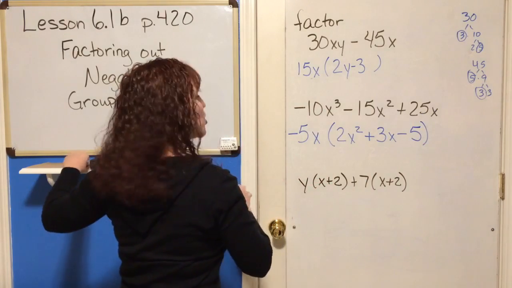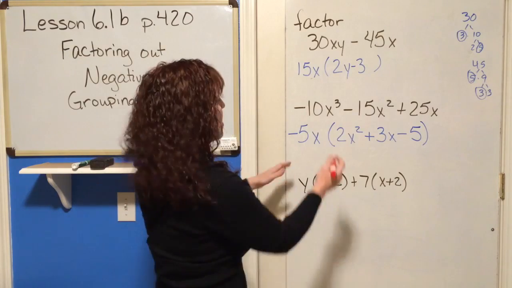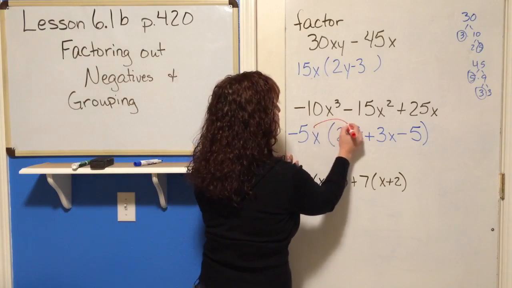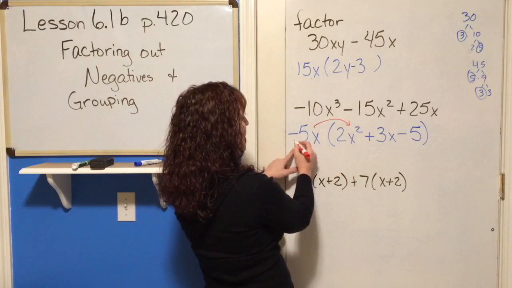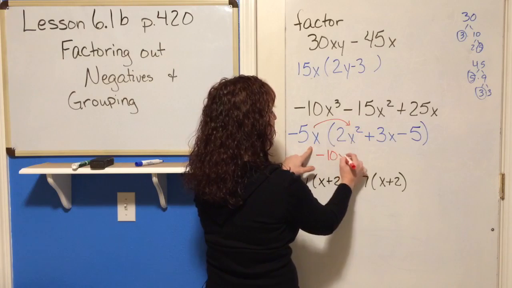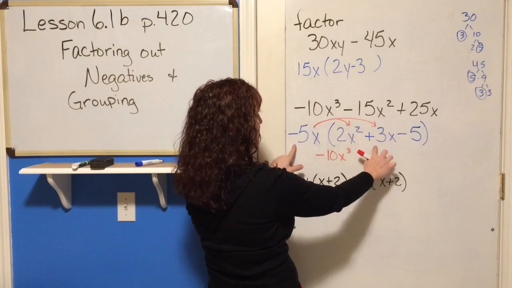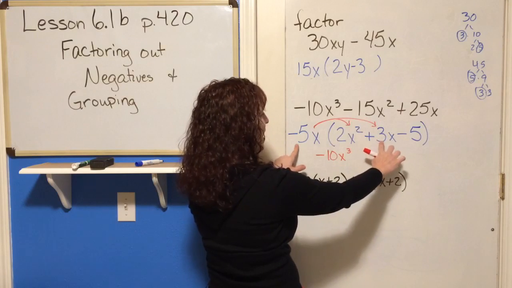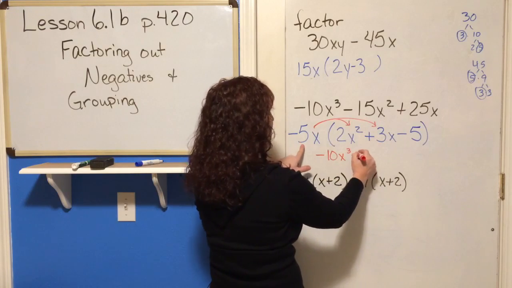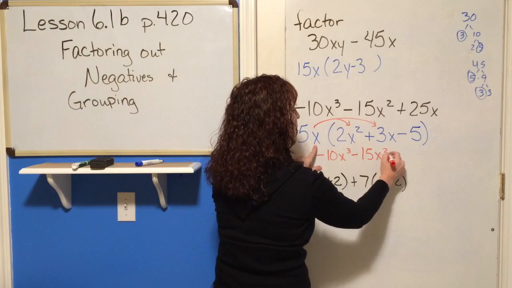So then you can always check that. You can always check it to say, I don't know if I did this right, go backwards and check it. So multiply, just like you did before, multiply each part by each part. Negative 5 times 2 is negative 10, and x times x squared is x cubed. And then multiply negative 5x times 3x. Negative times a positive is a negative. 5 times 3 is 15. X times x is x squared.